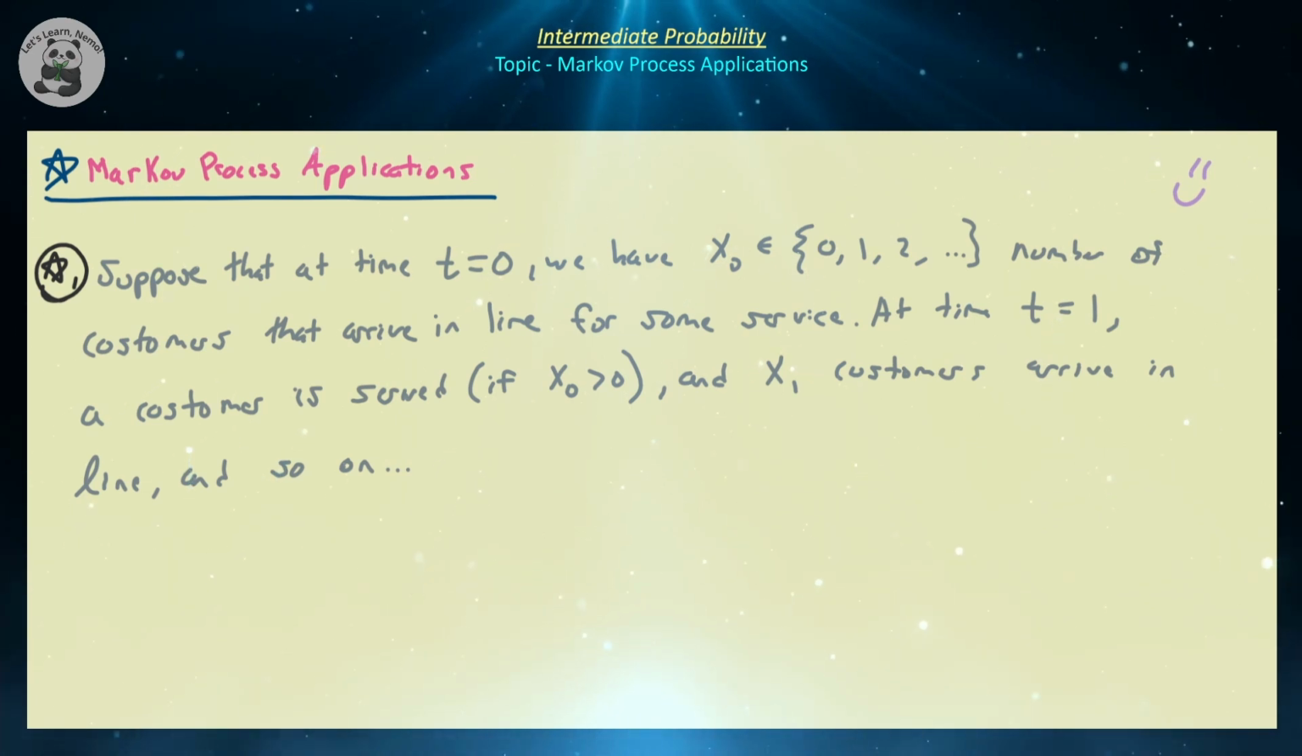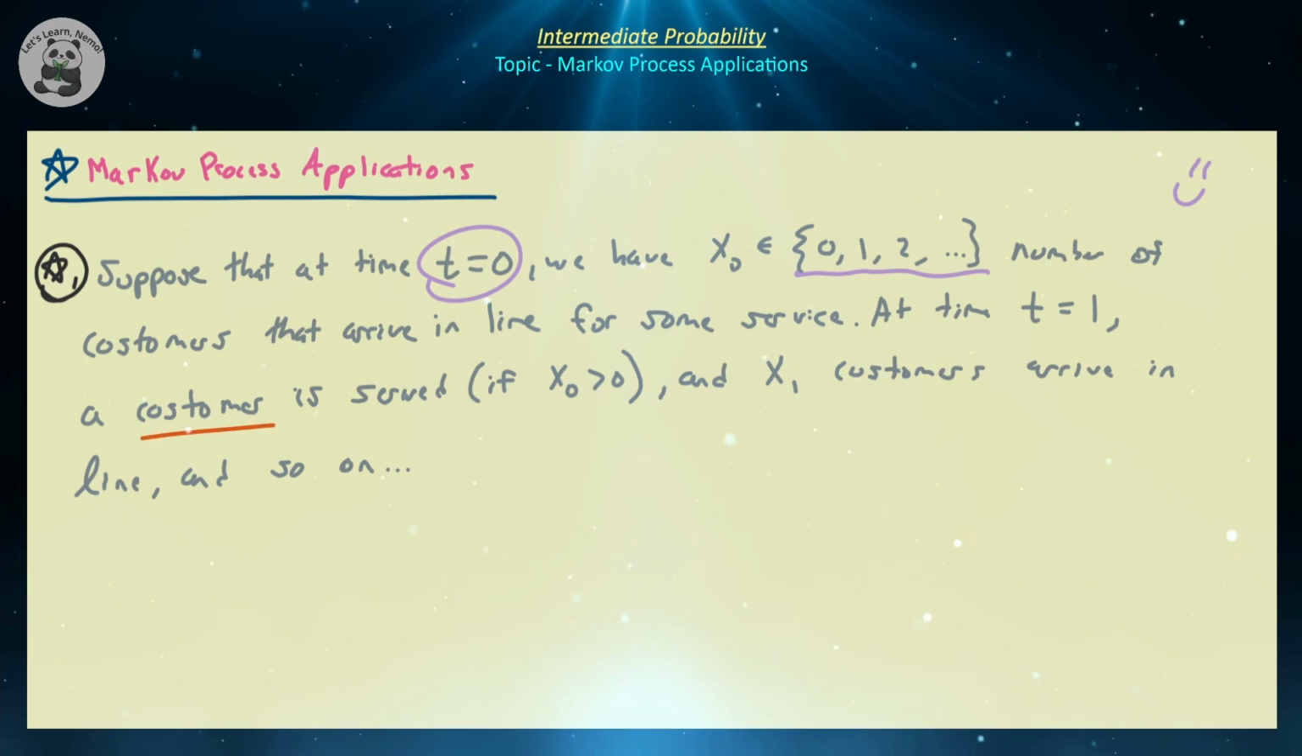So we're going to be working on the state space 0, 1, 2, 3, and so on. So all of the non-negative integers. And we're going to be taking into account at time t is equal to 0, we have that many people waiting in line for something, whether it be a taxi service, a shopping line, ordering food at a fast food restaurant, and so on. So at time t is equal to 1, two things are going to happen simultaneously.